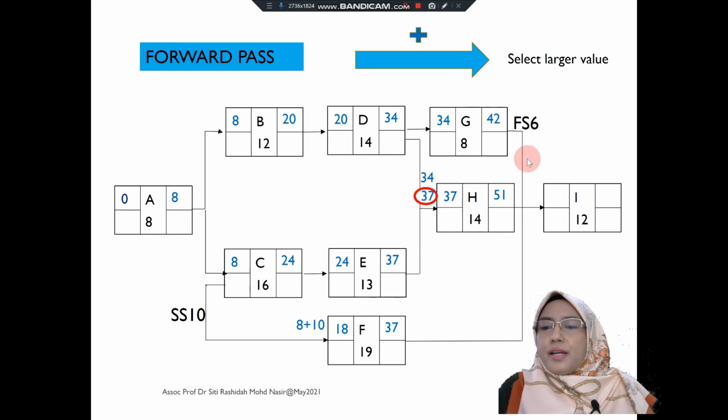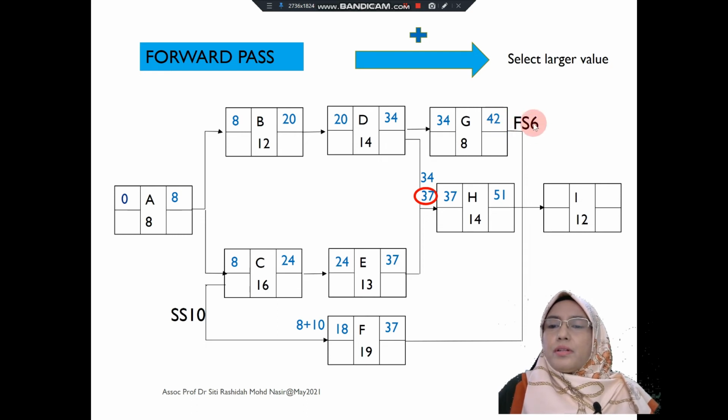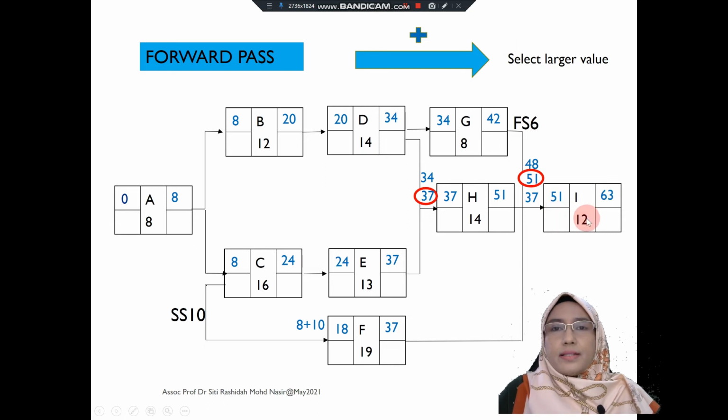Between activity G and activity I, there is a finish to start relationship of 6 days. So you need to include this relationship, where you add 42 plus 6 is 48. And from activity H, 51, and from activity F is 37. Like I mentioned earlier, you take the larger number, and the larger number is 51. So 51 plus 12 is 63.